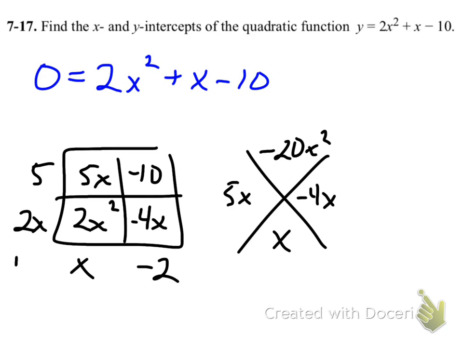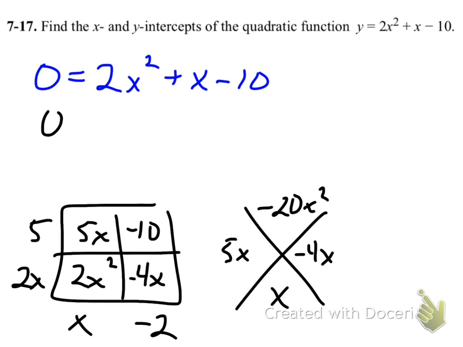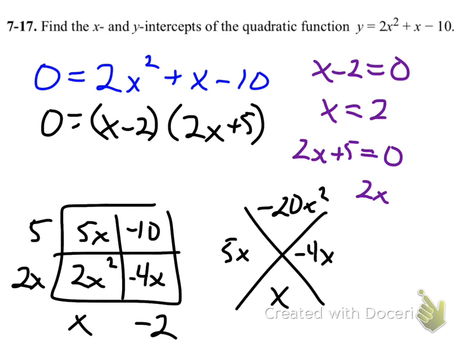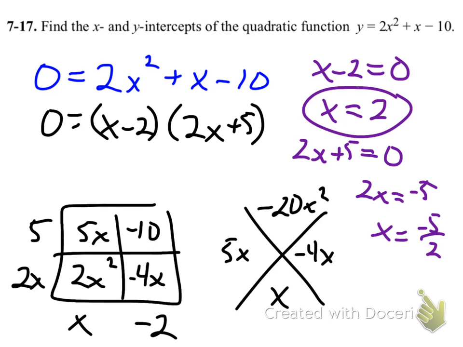So now I have rewritten this, and my factors are 0 equals x minus 2 and 2x plus 5. With the zero product property, I set this factor equal to 0, and I solve and get x equals 2. I set that one equal to 0. I get 2x plus 5 equals 0. I get 2x equals negative 5 and x equals negative 5 over 2. So those are my two solutions for my x-intercepts.